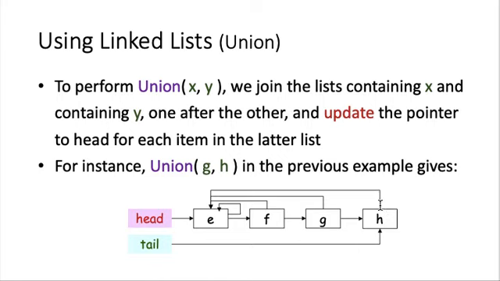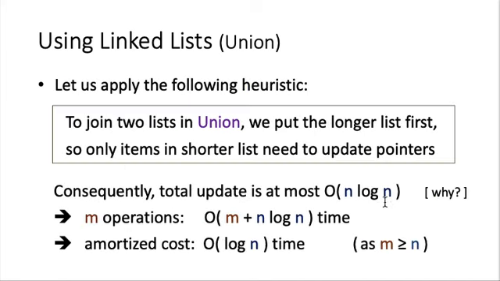So every time an item is relabeled, the size of the set containing it needs to be at least doubled. So the total number of updates for a certain item can be at most log n times. So the total update cost using union in this heuristic is at most n times log of n: n items, log n at most for each item. So if we have m operations, then the total time will be m plus n log n for any number of operations.